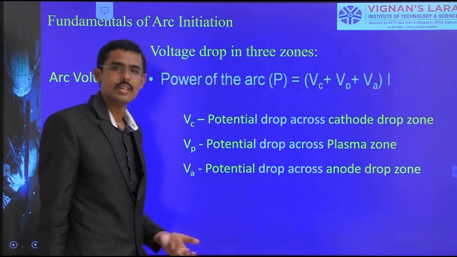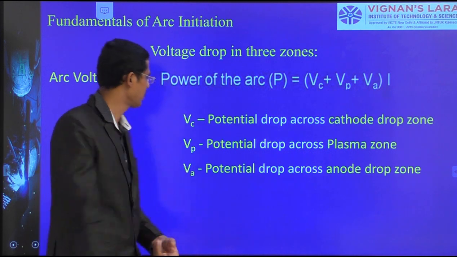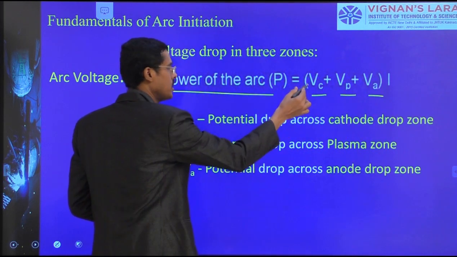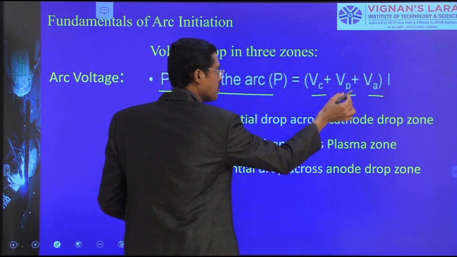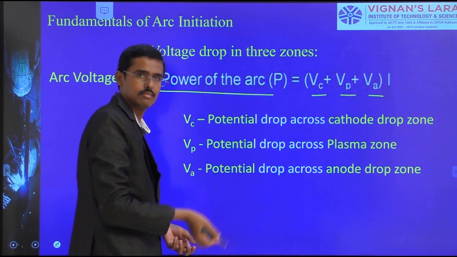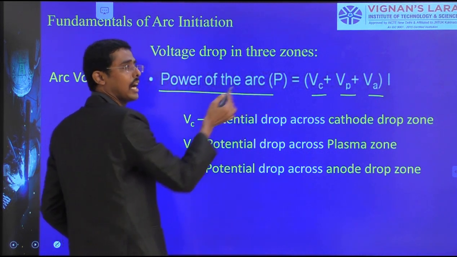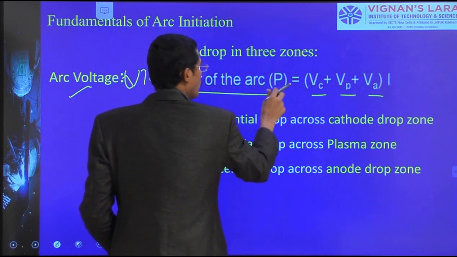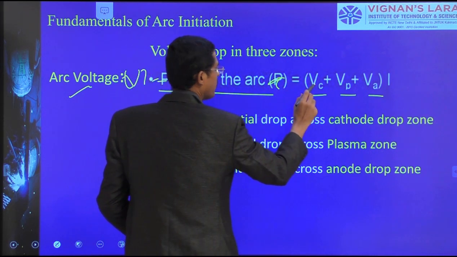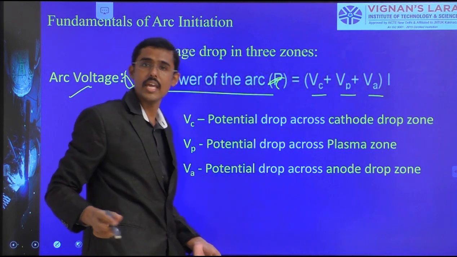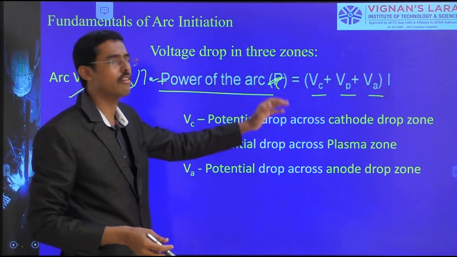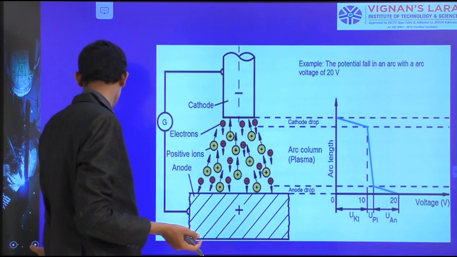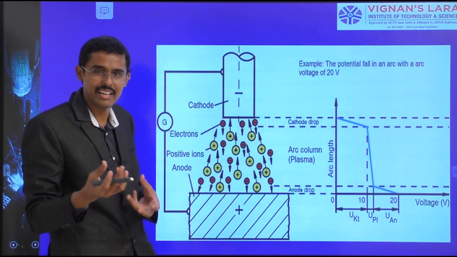Now, how to calculate this voltage? I am calculating the power of the arc: P equals VC plus VP plus VA, the voltage of the cathode, voltage of the plasma, and voltage of the anode. I am adding these, simple. The arc power depends on how much arc voltage we should give. Total V equals VC plus VP plus VA. So that we call the power of the arc. Arc power is nothing but arc voltage. Okay, this is for our understanding.